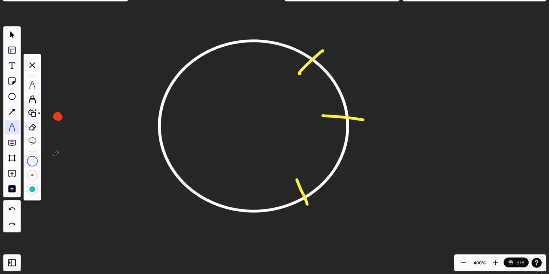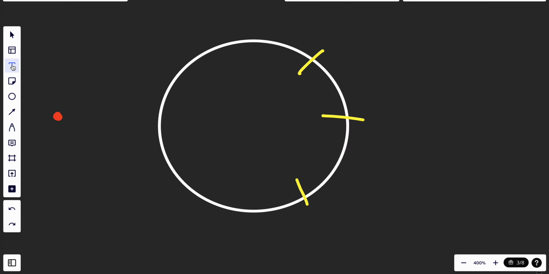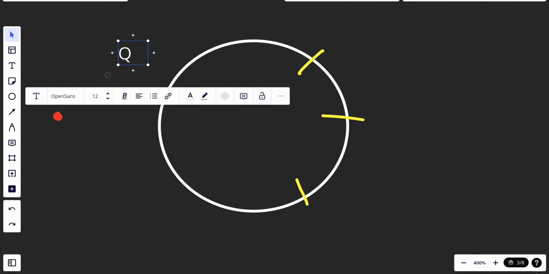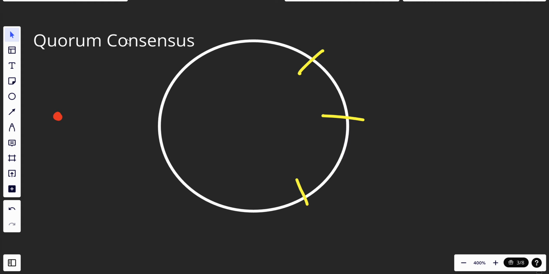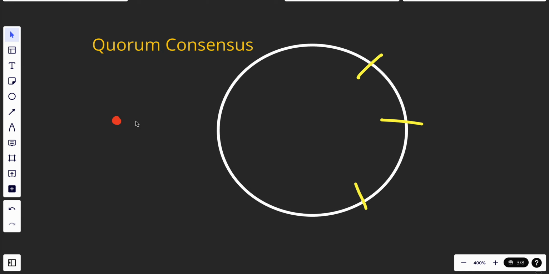In order to solve this problem, we will talk about something called a Quorum consensus. Let me write it. Quorum consensus. Okay, so what is a Quorum consensus?